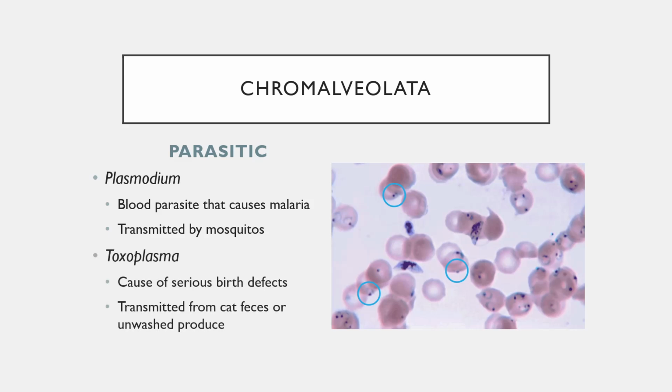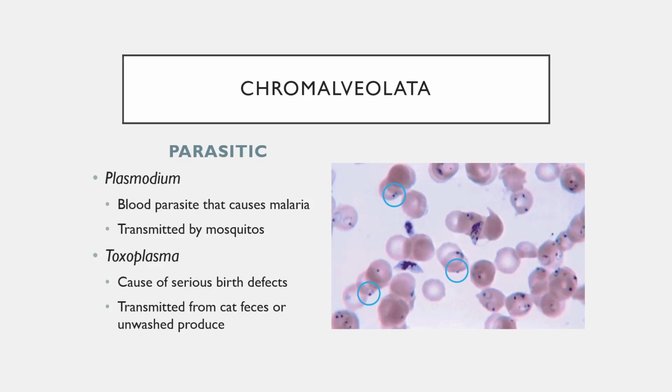Toxoplasma is another genus within this supergroup that is parasitic, and it is the cause of a disease called toxoplasmosis, which results in serious birth defects when a woman acquires a primary infection with this parasite when pregnant. Surveys indicate that a lot of people in the US have antibodies against toxoplasma, and so there are a lot of people who have probably a latent infection with this parasite.